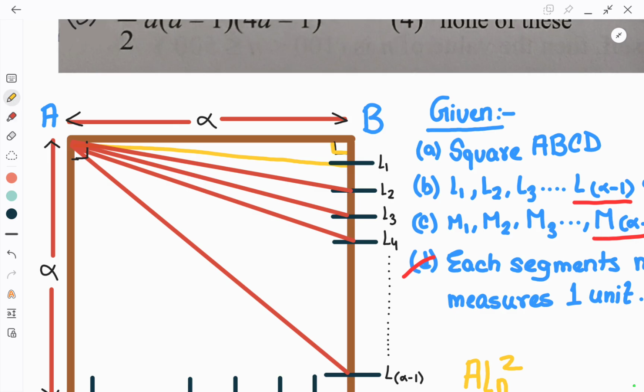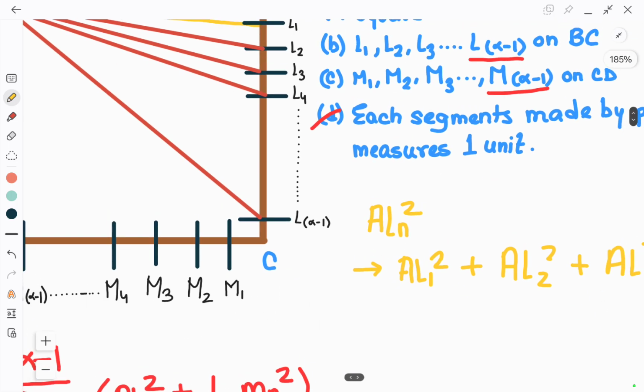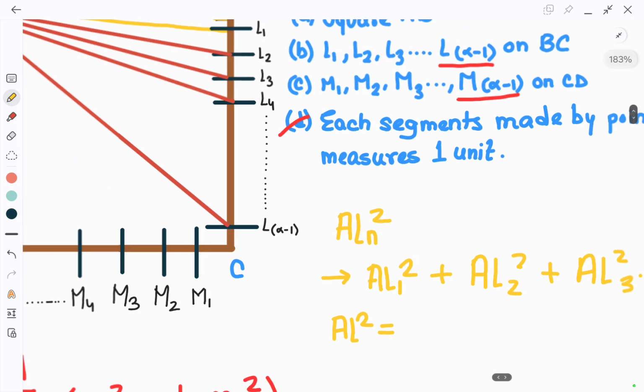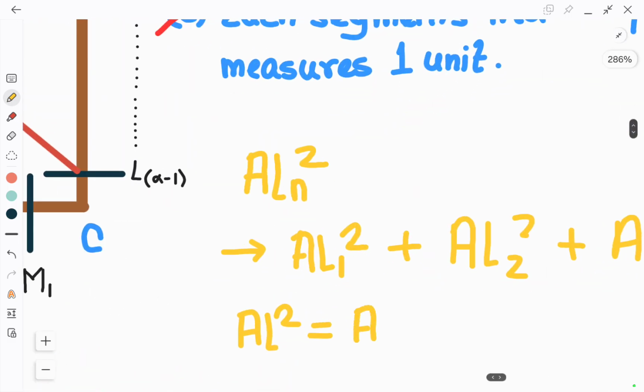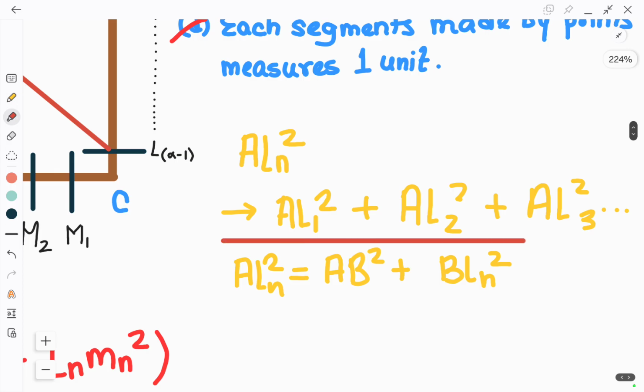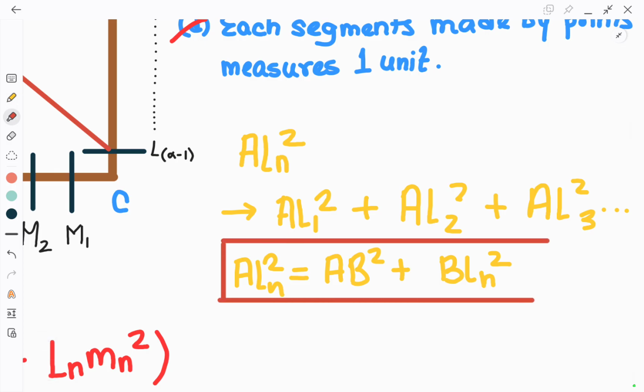So one thing we can see is the AB side is constant and the line joining the point A and all the L's is the hypotenuse of that particular right angle triangle. So we can write ALn square is equal to AB square plus BLn square for that particular n. So we have got the expression of ALn square here.